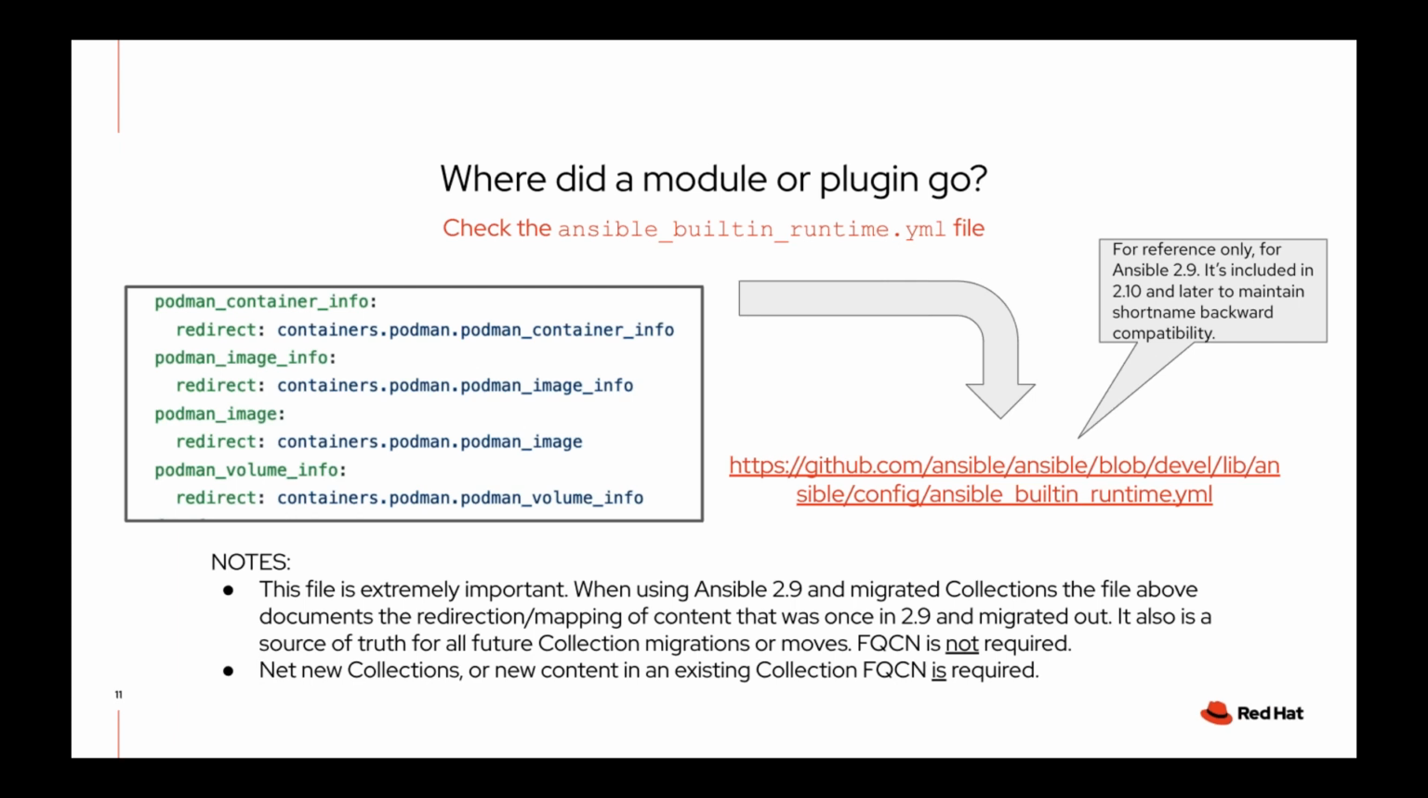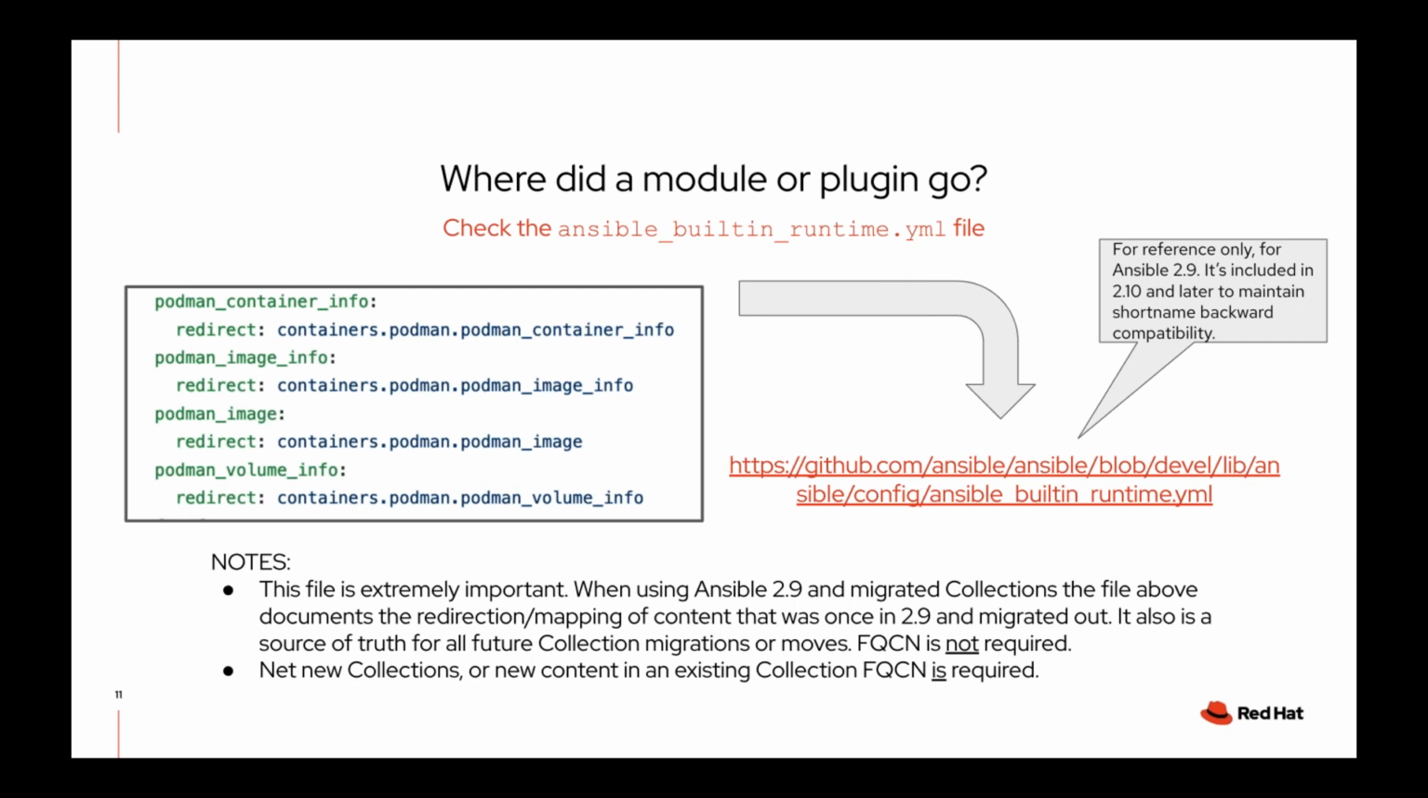Now, I don't want to get you hung up on this stuff, but the goal here is that things will just work, right? So in the end, when it's all said and done, if you're using modules in 2.9, you can continue to use your playbooks as is moving forward with collections. The fully qualified collection name, or FQCN, is not required, even though it is recommended, and Sean will tell you a little bit more about that shortly.